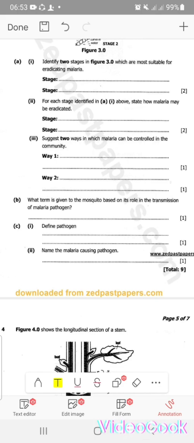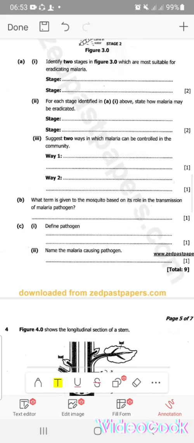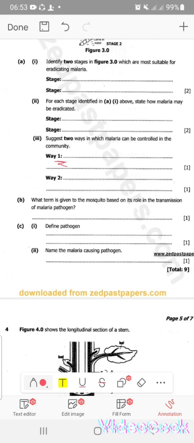Malaria can be controlled with one, by clearing the bush near the houses and encourage locals to stop growing crops near houses, because that becomes the hiding places of mosquitoes. Then way 2, malaria can be controlled by sleeping under treated mosquito net. So sleeping under treated mosquito net would also help. Okay, B.